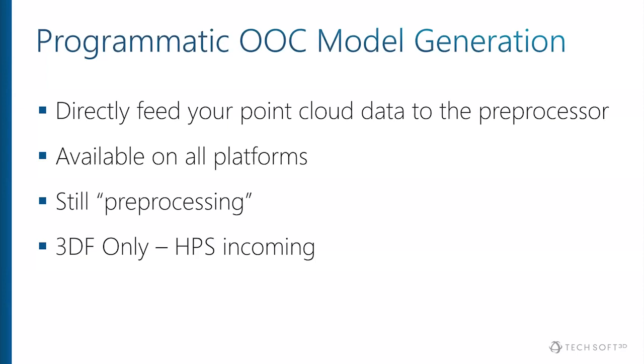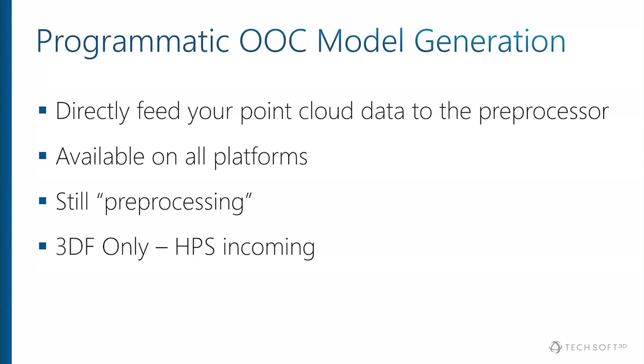It's still, and that's a very important point, it's still a two-step process. You're still taking your point cloud data, pre-processing it, which will take some time. And then at the end, you still end up with this OOC point cloud file. The major difference from the old approach is that it doesn't require a separate executable. That is all handled via this API. So that's important to understand.